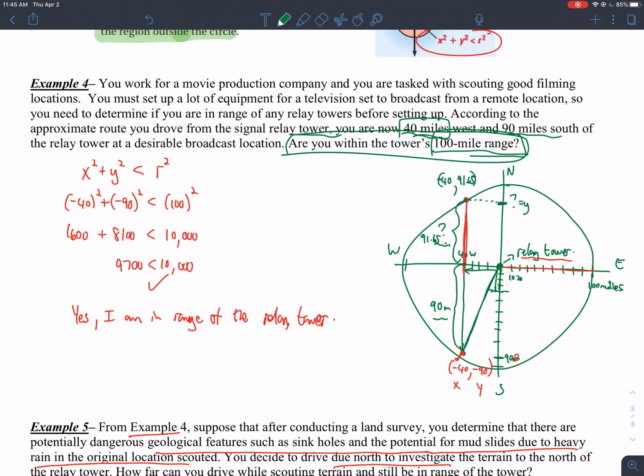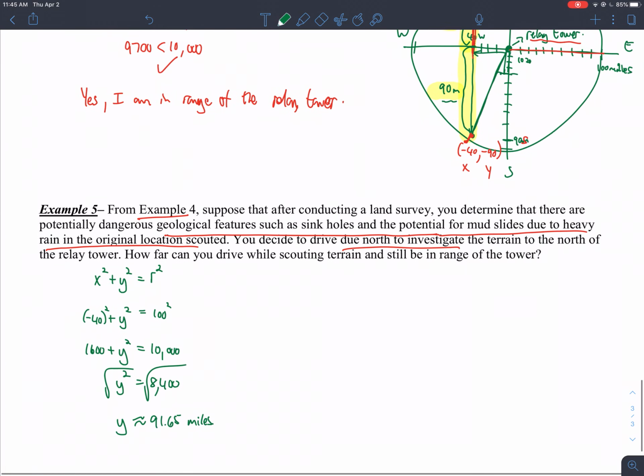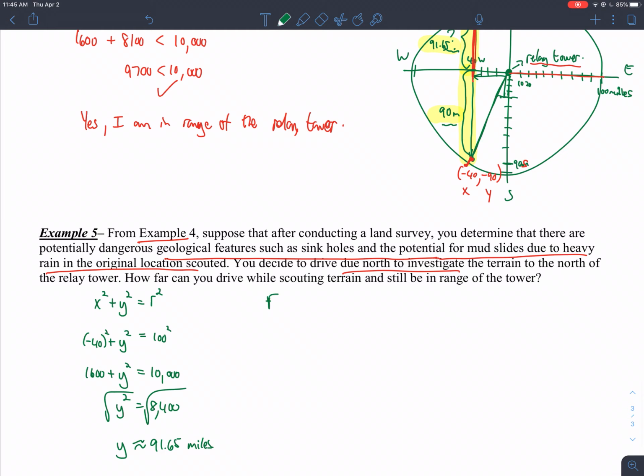But please remember, that's not the actual answer. The answer is this distance I'm driving here, plus the distance I drove from where I originally was. So your final answer would be 90 miles plus 91.65 miles, and that would be 181.65 miles.